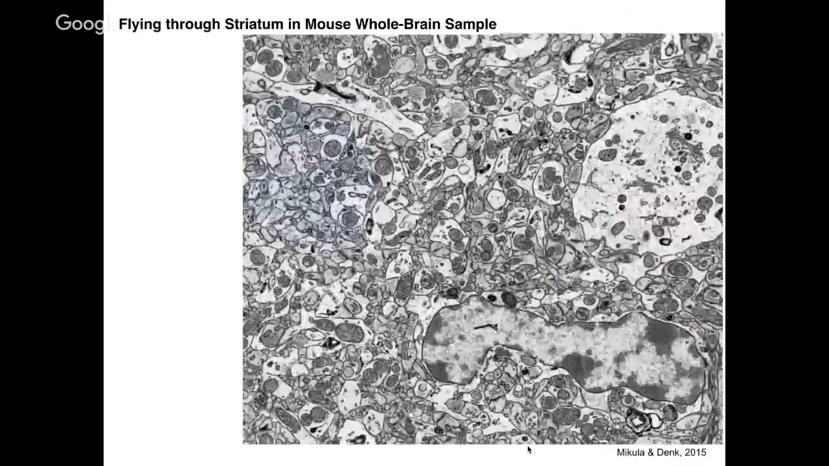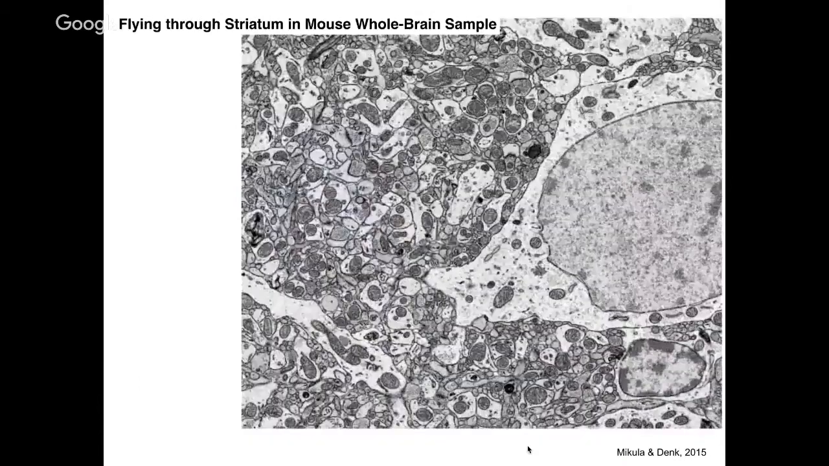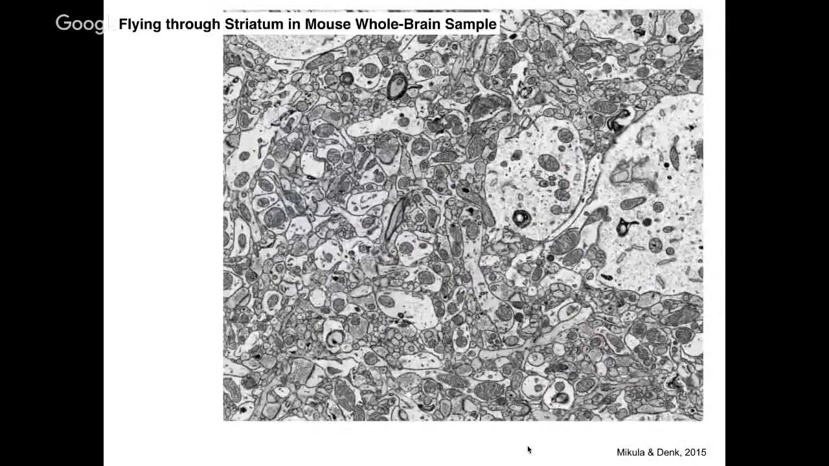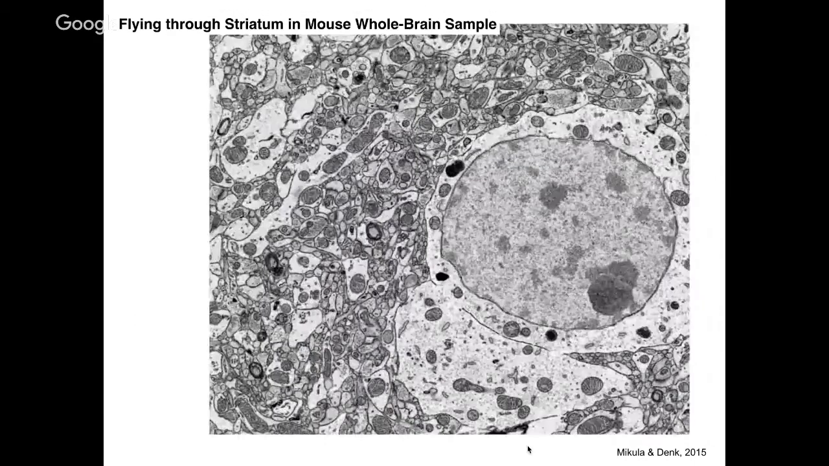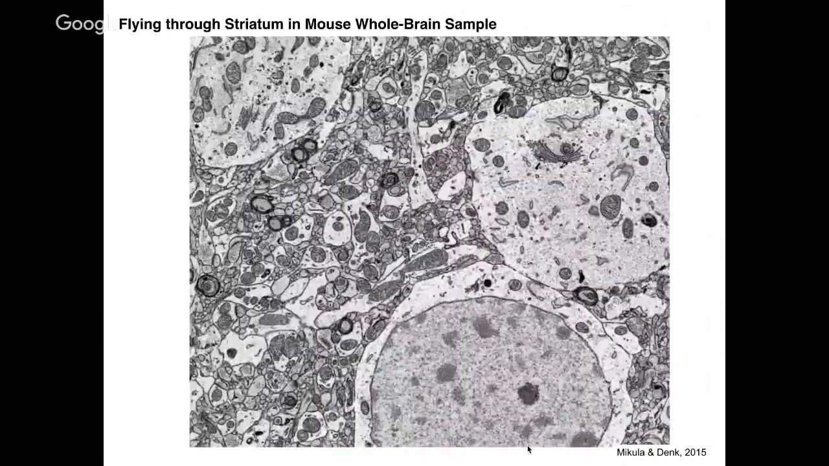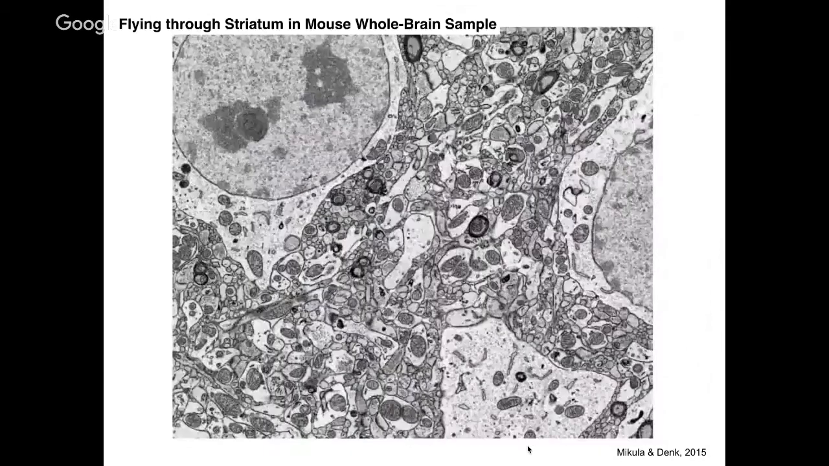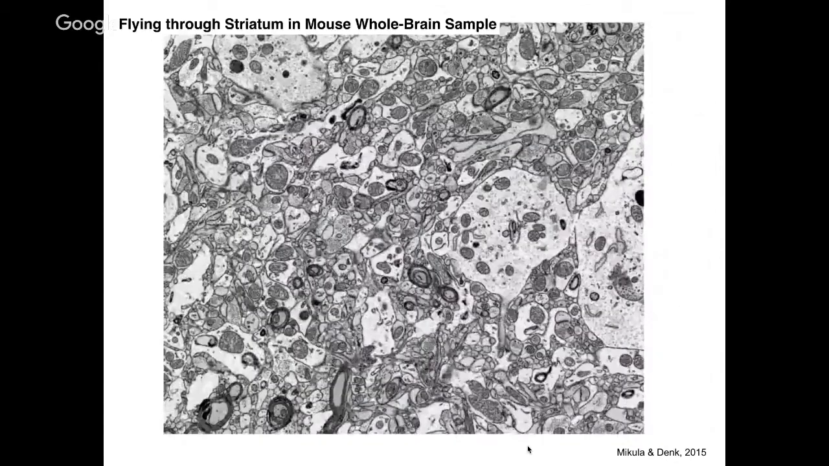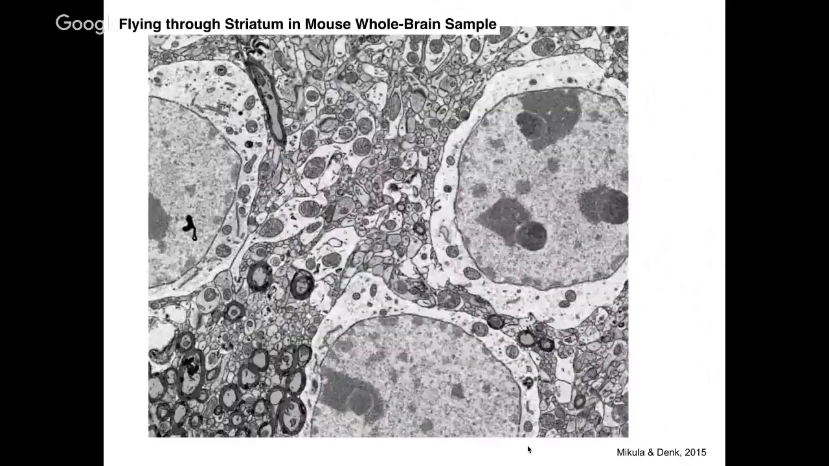So this is just showing a fly through, which I'm sure, based on what I've seen earlier today, will appear choppy to the viewers, but that's okay. It's just showing a fly through the striatum from one of these BROPA brains. And what you can see is a large number of neurites and synapses and quite a few cell bodies, presumably or mostly medium spiny neurons that are the dominant population in the striatum.